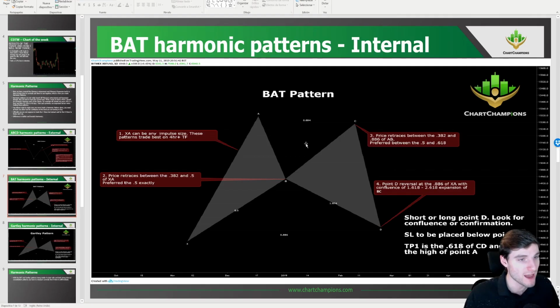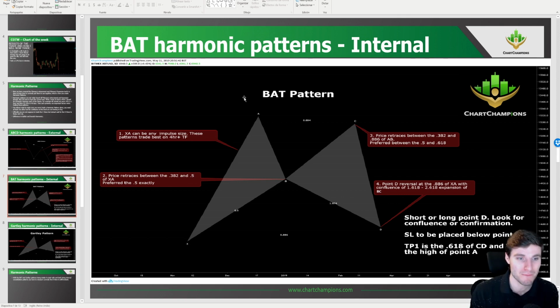And then for the BAT pattern, what you're going to want to see is obviously the retrace. This is going to be retracing. It has to. So this is not an if or what, it's a requirement. It has to be between the 0.382 and the 0.5. You have what's known as a BAT and a perfect BAT. The same with all of these harmonics. You're going to have a harmonic, let's say a Gartley harmonic, and then a perfect Gartley harmonic. For an example, you have a BAT and a perfect BAT.